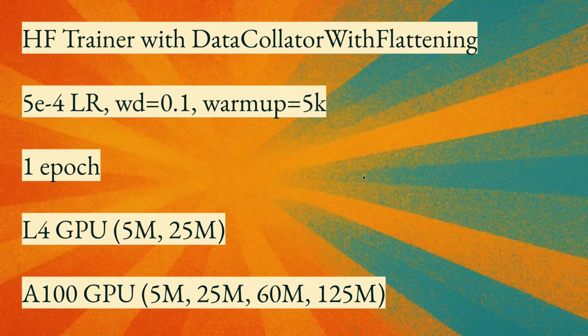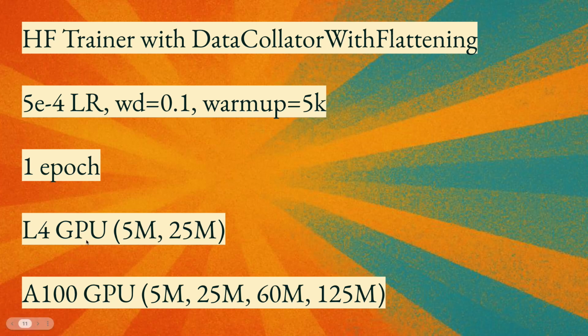The training details are pretty arbitrary for now. I mean, I guess I shouldn't say arbitrary. I'm using what worked for Tiny Hackathon, but I haven't really modified anything else from that. So I'm using the Hugging Face trainer with data collator with flattening, which is their sequence packing implementation. I'm using a 5e-4 learning rate for all models, a weight decay of 0.1, and a warm-up of 5,000 steps. I'm training for just one epoch.